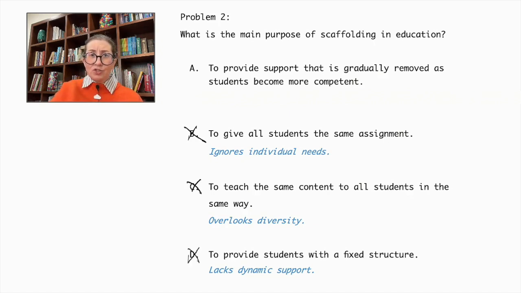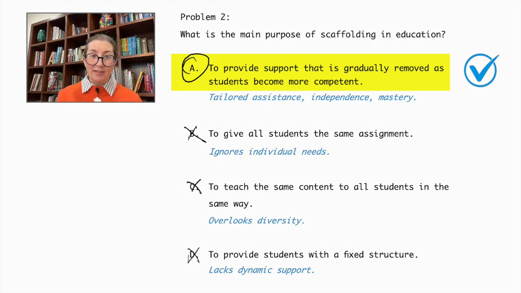The correct answer is to provide support that is gradually removed as students become more competent. Scaffolding involves offering tailored assistance to students as they learn new concepts and skills, with the support being reduced as they gain independence and mastery. Therefore, A is the correct answer here.